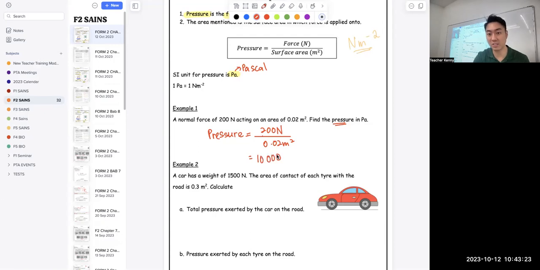$10,000. What you need? Pa or Newton meter magnitude. Okay.